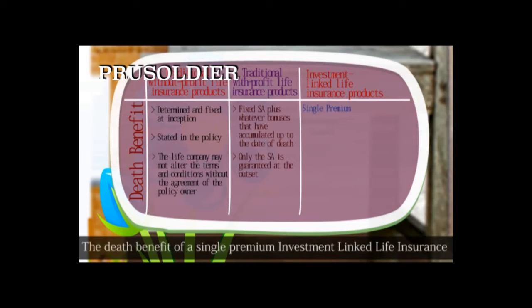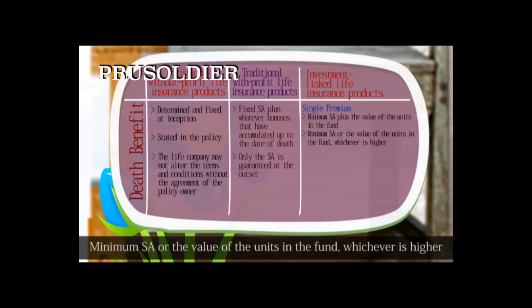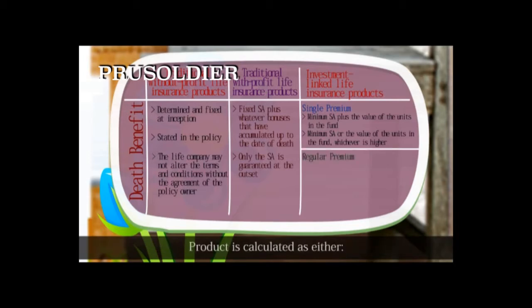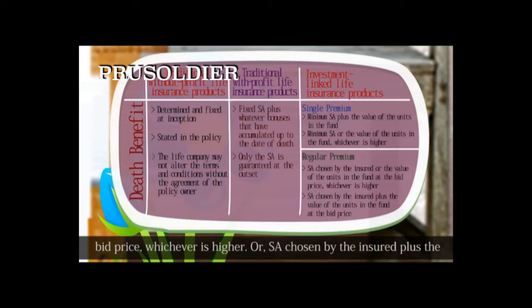The death benefit of a single premium investment-linked life insurance product is calculated as either minimum SA plus the value of units in the fund, minimum SA or the value of the units in the fund, whichever is higher. The death benefit of a regular premium investment-linked life insurance product is calculated as either SA chosen by the insured or the value of the units in the fund as the bid price, whichever is higher, or SA chosen by the insured plus the value of the units in the fund at the bid price.